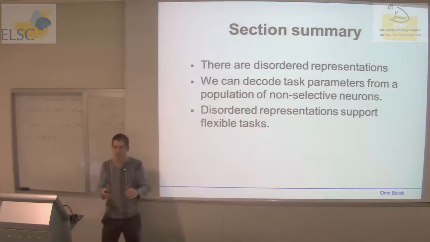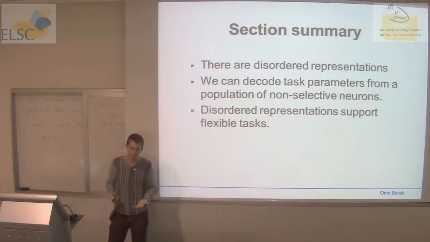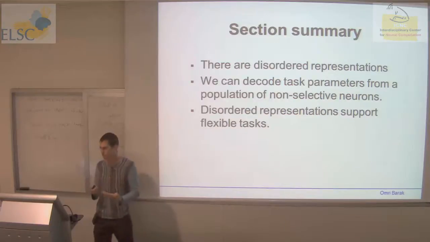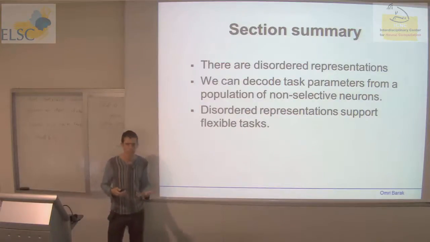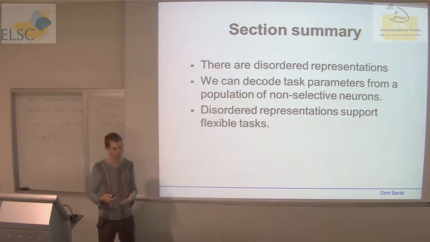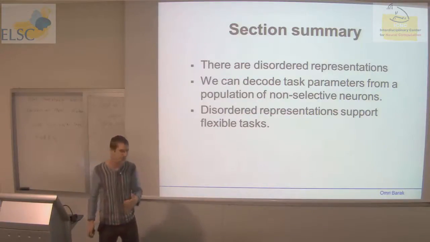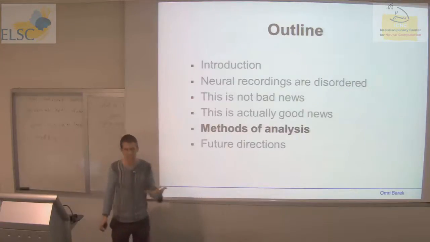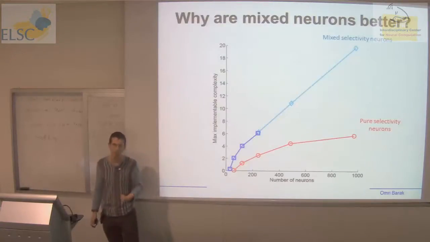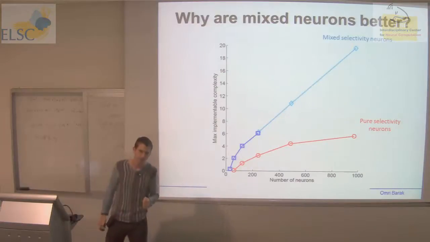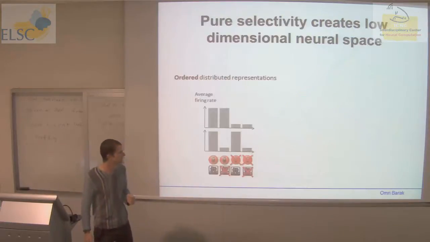Okay, so there are disordered representations again in this task as well. Mixed representations. We can decode task parameters from a population of non-selective neurons, and these disordered or mixed representations support flexible tasks. And now I would like to know, through analysis, why. Why are the mixed neurons better? And the intuition behind this is the dimensionality in neural space.